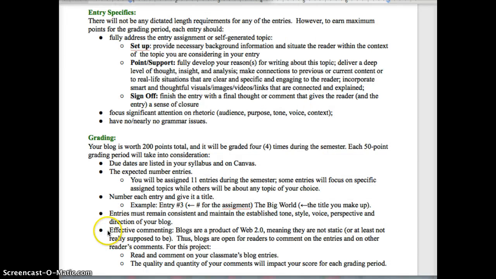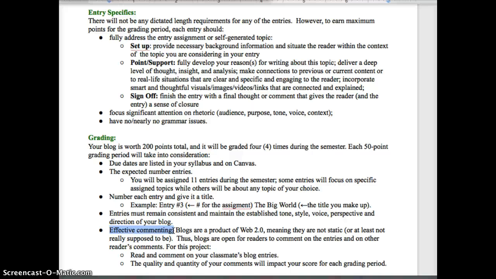The last thing that you'll see here is this little piece that says effective commenting. Remember that you are expected to read and comment on your classmates' blogs. You are not restricted to reading only the blogs from your classmates. You've got links for all 3 of my sections this semester. Once you find a blog that you like, go ahead and follow it and keep it as part of the blogs that you continue to read and review throughout the semester.